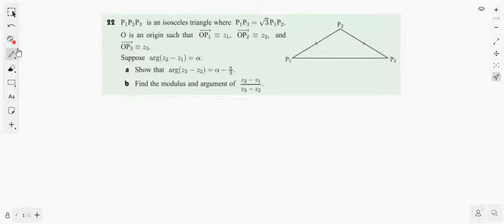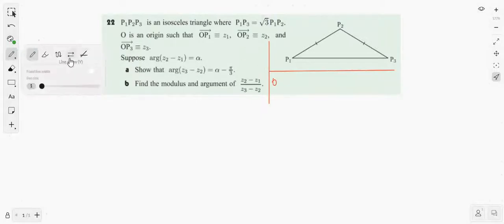So, let's just draw a line perpendicular to P1 and P3 in this case. It's really up to you where you draw the origin, but I just want to make things simpler. So let's say here is the origin. Then from O to P1, that's vector Z1. And then O to P2 is vector Z2. And then O to P3 is vector Z3. So Z1, Z2, and then Z3.